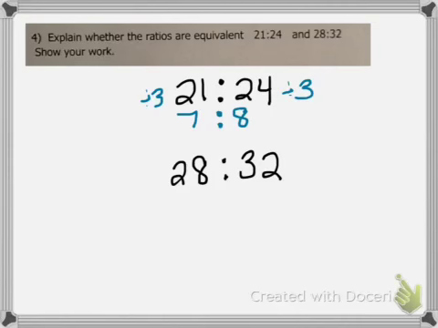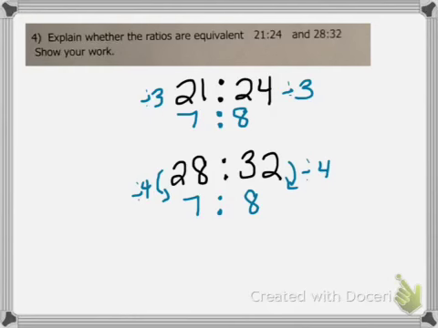Let's take a look at the one just underneath. 28 is divisible by 4. So I'm going to divide 28 by 4, which gives me 7. And 32 divided by 4 gives me 8. So both of these reduce down to the same lowest terms of 7/8, which makes them equivalent.